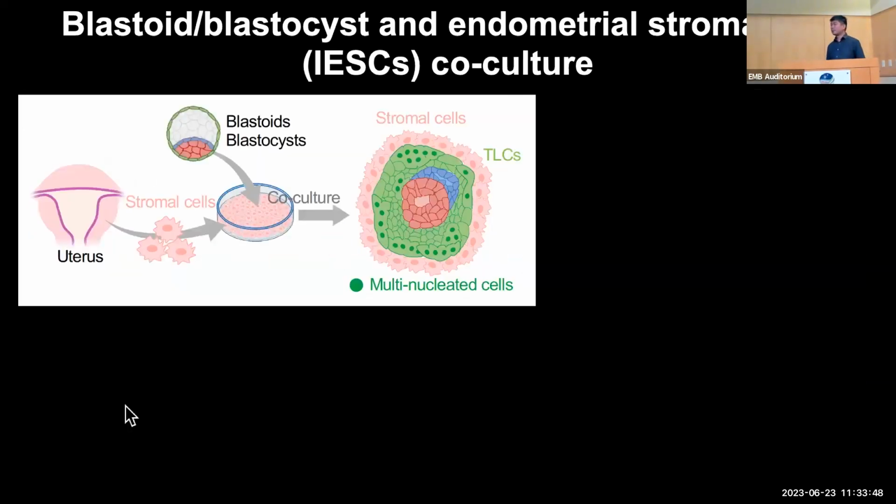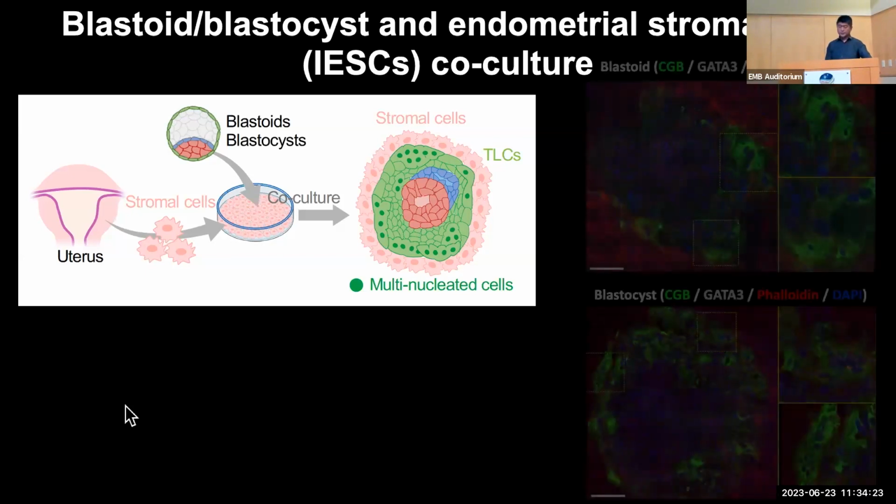And also we established a co-culture system by plating human blastoid or blastocyst onto endometrial stroma cells. So endometrial stroma cells are a cell type that the trophoblast cells will interact with intimately after human embryos, human blastocysts, implant into the uterus. And we saw that by co-culturing these two different cells together, we can have a model to model this maternal and fetal interaction using human blastoid.